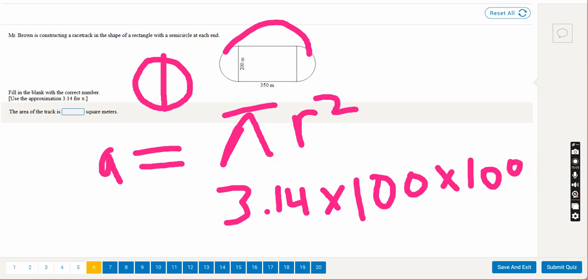That's going to be 31400. Keep that in mind. Keep it above. Keep it here. Sorry, that's going to cut the screen. So 31400.